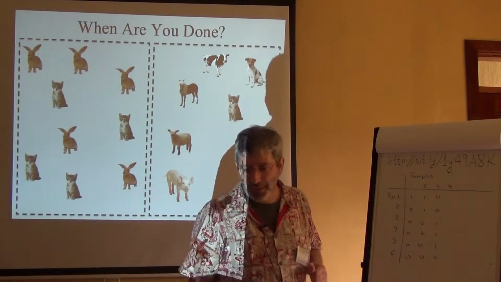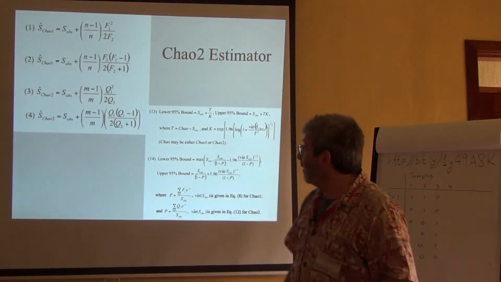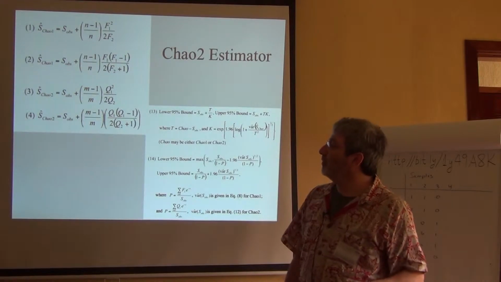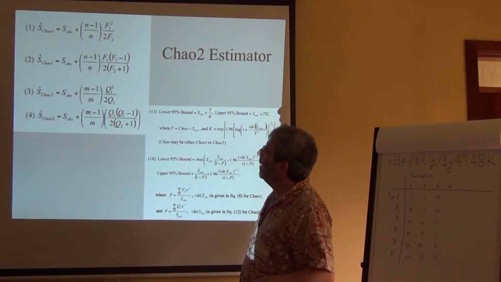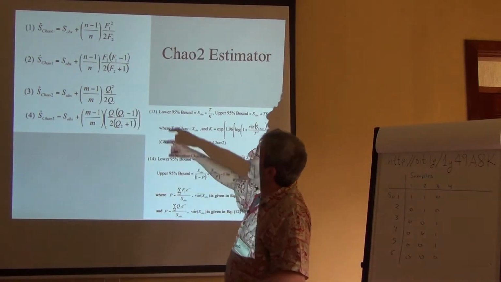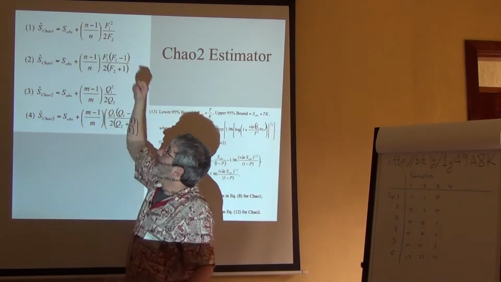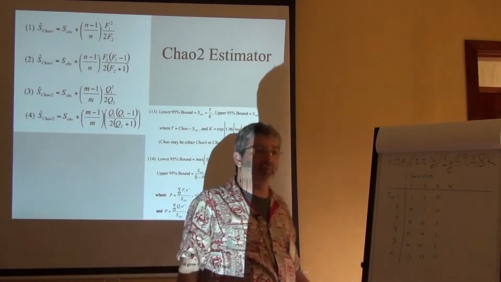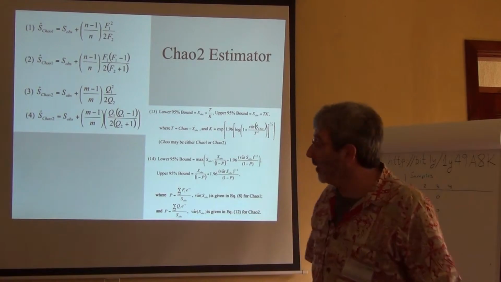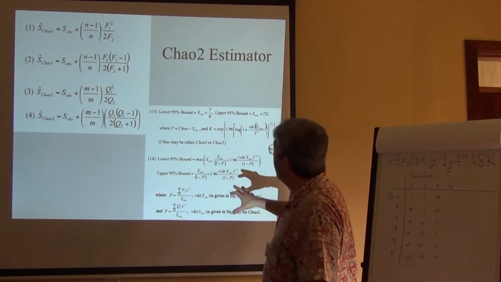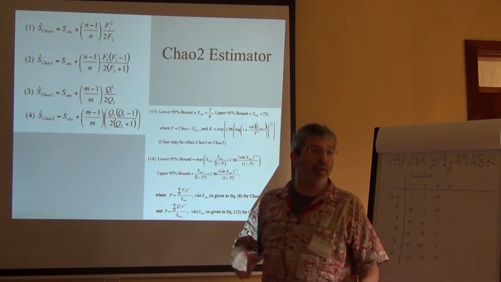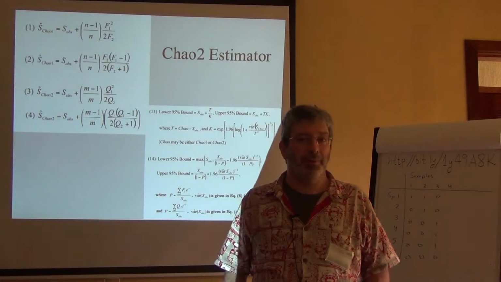Okay? So these are complicated versions of Chao's equations. But if you look at this here, that's essentially the equation that I put up yesterday. And you can get lower bounds and upper bounds and estimates of variance. Okay?